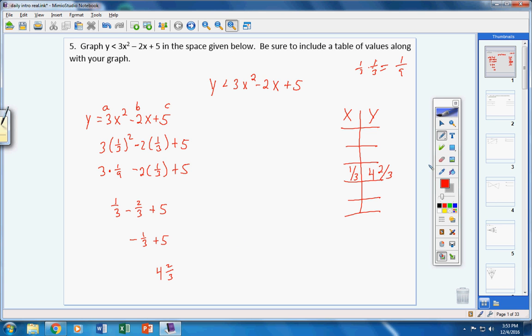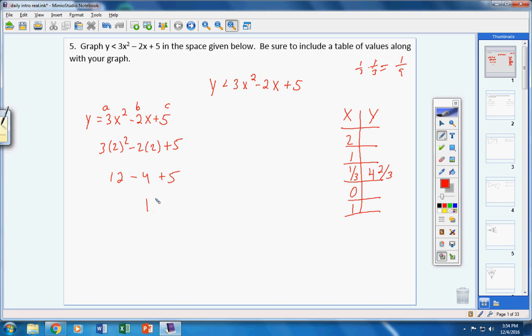Okay. Now, from here, let's go up to 1 and 2. And then go down to 0 and 1. Alright. And here we go. Let's substitute 2 in for x. So 3 times 2 squared, minus 2 times 2. 2 times 2 is 4 times 3 is 12. Negative 2 times 2 is negative 4, positive 5. Combine those and you will get 13. So when you put in 2, you get out 13.